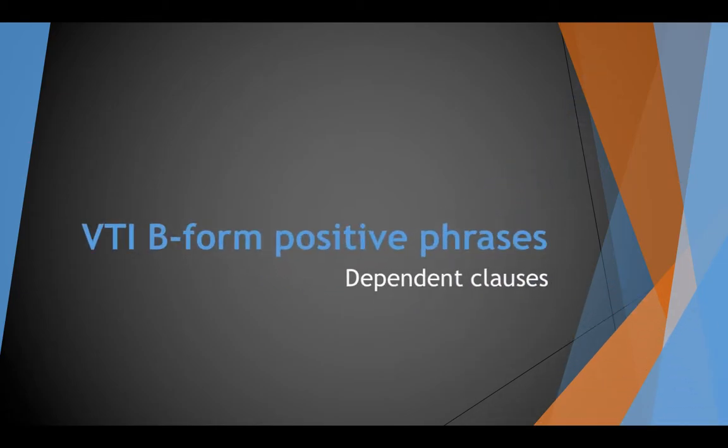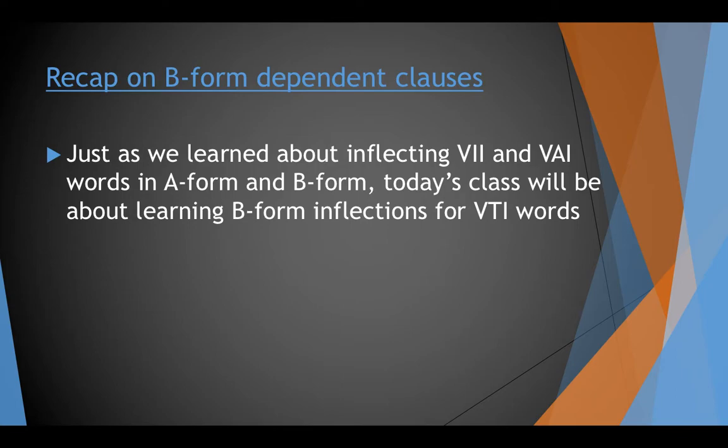Mr. McLeod here, and today's lesson will be VTI B form positive phrases. So we're learning about dependent clauses. A recap on B form dependent clauses: we've talked about this on a couple of occasions in our VII unit and VAI unit, and so we're going to apply that knowledge to our VTIs. Just as we learned about inflecting VII and VAI words in A form and B form, today's class will be about learning B form inflections for VTI words.